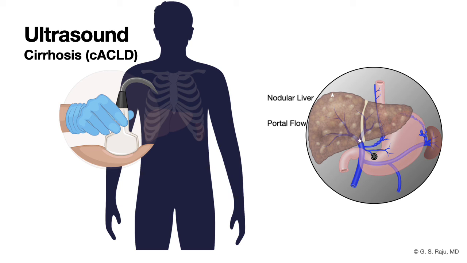There will be changes in the portal flow. The normal flow towards the liver could be reversed. The size of the portal vein can be larger, and you may see collaterals in the abdomen. The spleen size will be increased, and you may see free fluid. So these are all the things you have to be thinking about when you are looking at an ultrasound report. Basically, what you've learned in pathology is the same thing that will be seen by the ultrasonographer.